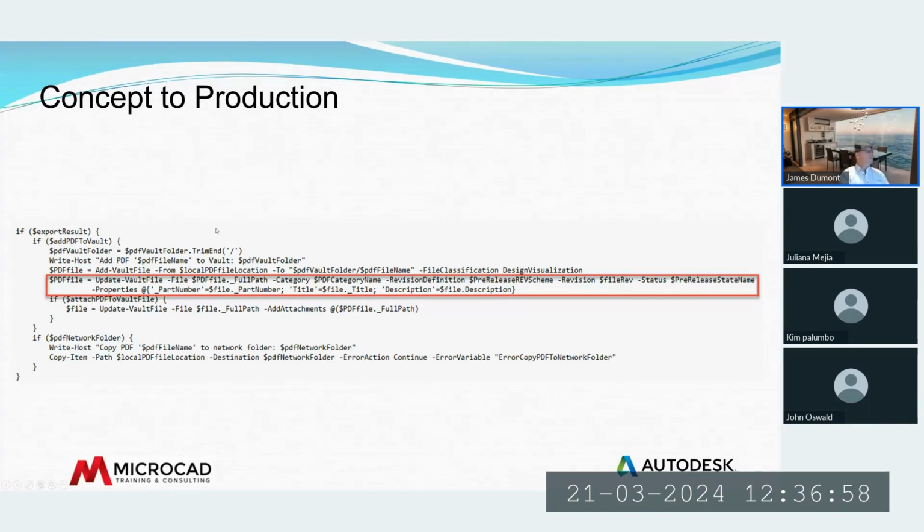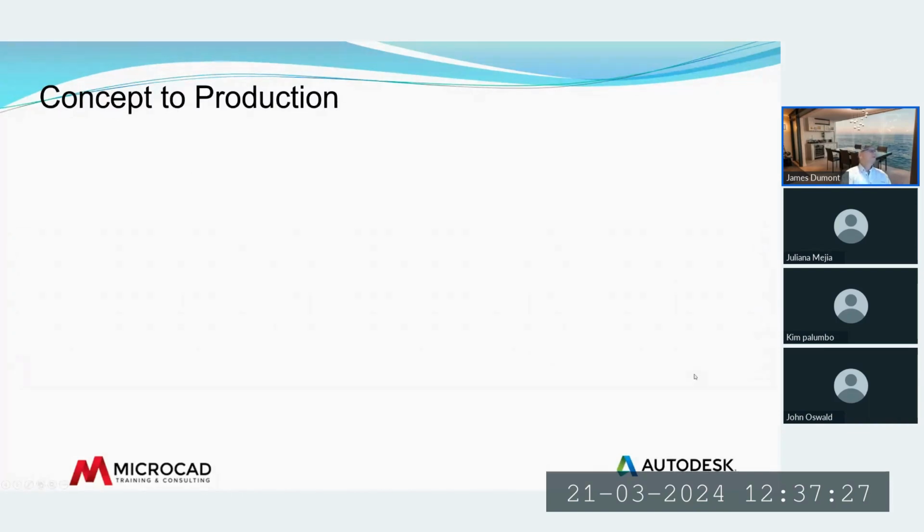I am changing the category. I'm changing the revision definition. I'm changing the revision scheme. I'm changing the rev to be A, not 1, 2, 3, or 5. I'm changing the status to be released. And I'm also updating the properties so that the PDF matches title, description, part number, whatever fields that I choose. But again, out of the box, this is the only addition I made to the script. All right, so let's take a look at that.